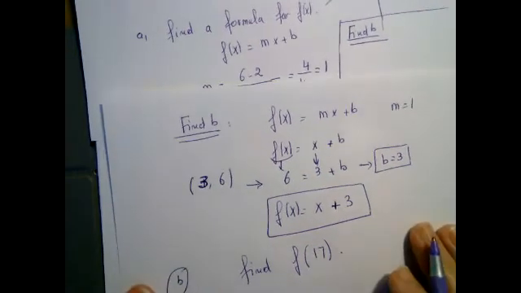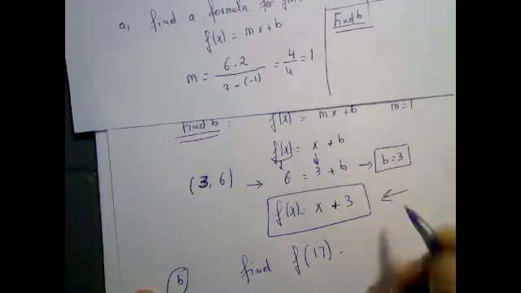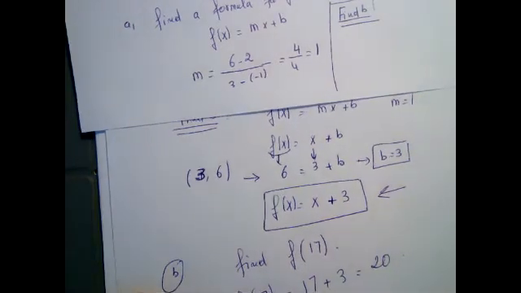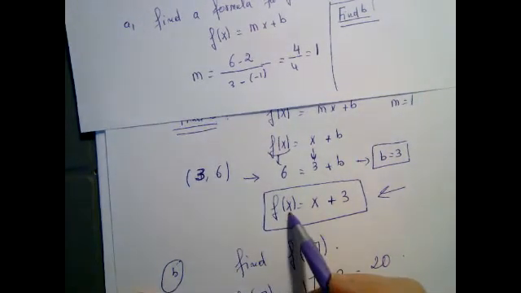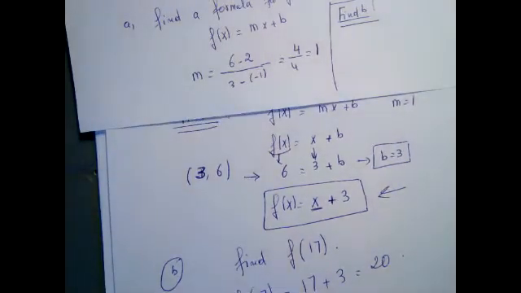Okay, now the question is fairly easy because I have a formula for it. So I want f of 17. f of 17 equals 17 plus 3, which is equal to 20. Once I have the formula, I know the output regardless of what my input is. So that's what a linear function is.